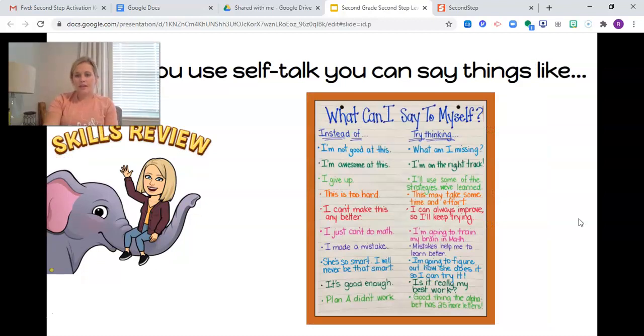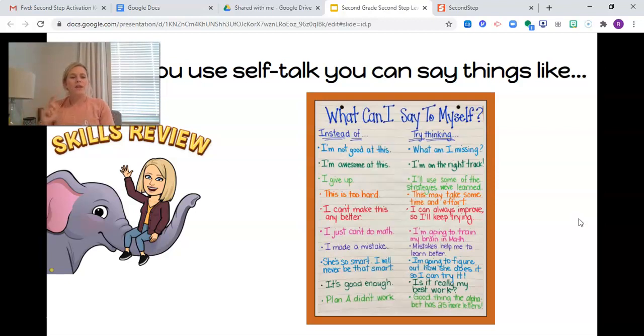So when you use self-talk, you can say things like, instead of I'm not good at this, you can say, what am I missing here? Maybe you say, I'm awesome, or I'm right on track. Instead of saying I give up, you can say, I'll use some strategies we've learned. Instead of saying this is too hard, you could say this may take some time and effort. Instead of I can't make this any better, you're going to say, I can always improve, so I'll keep on trying.